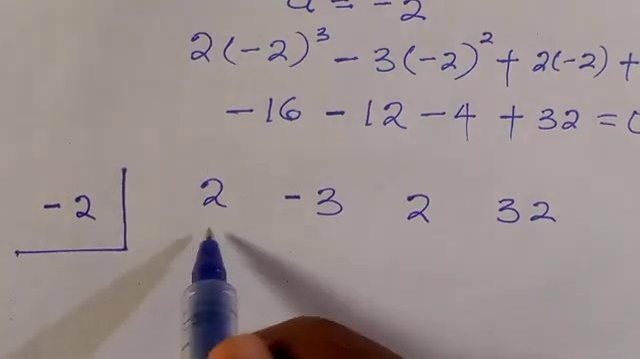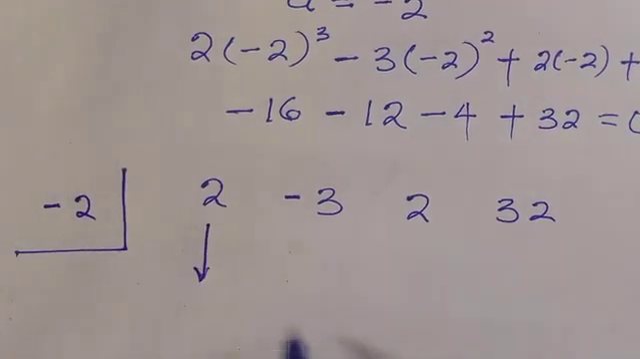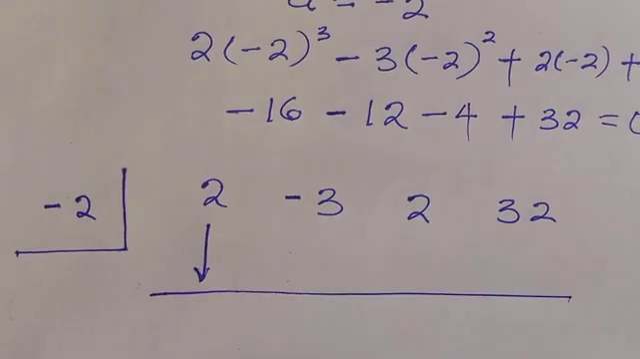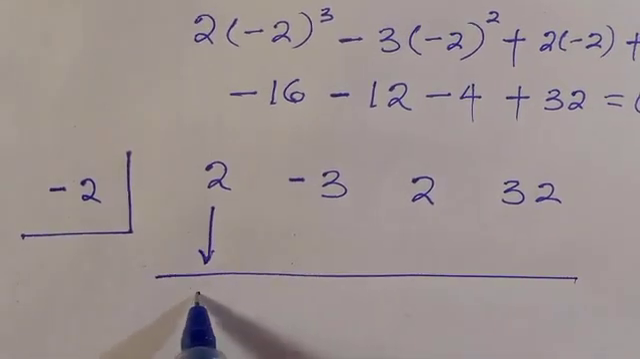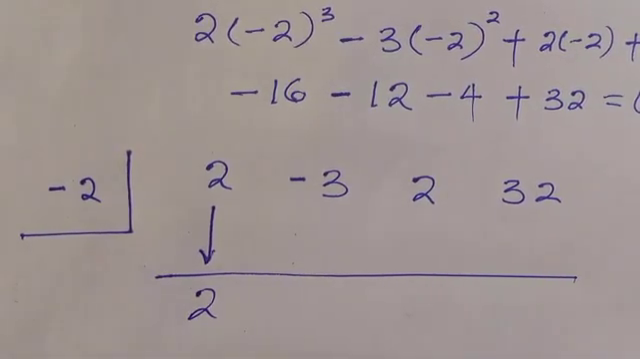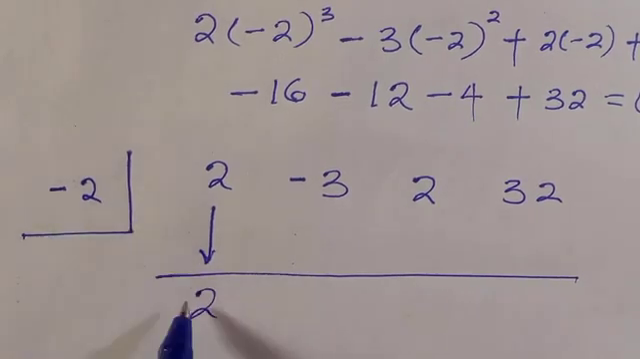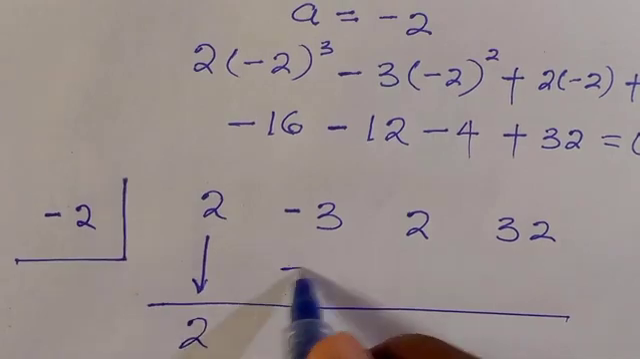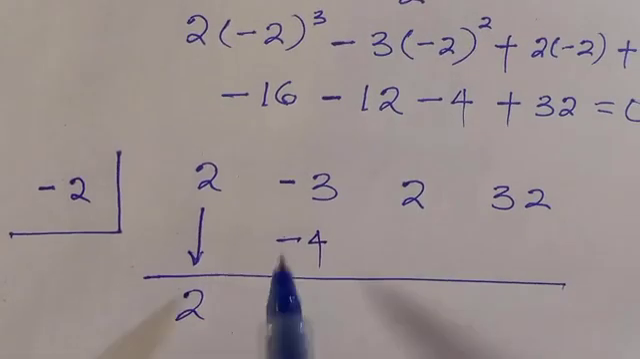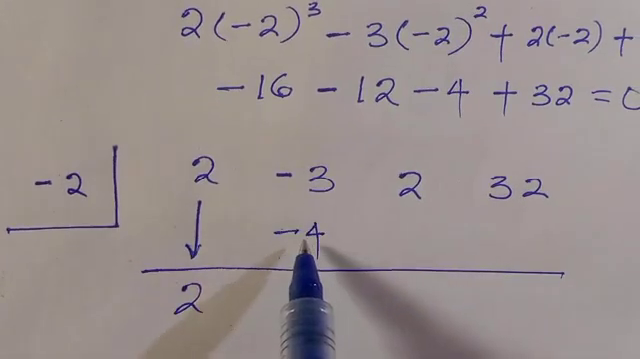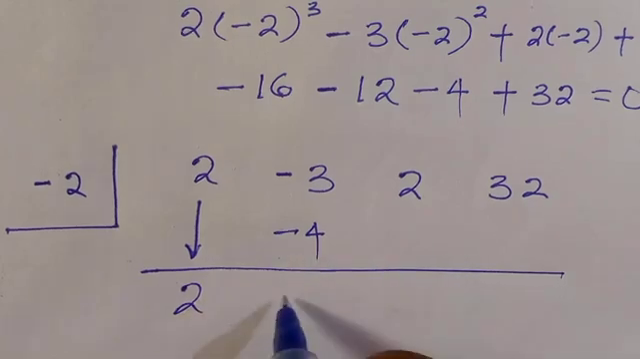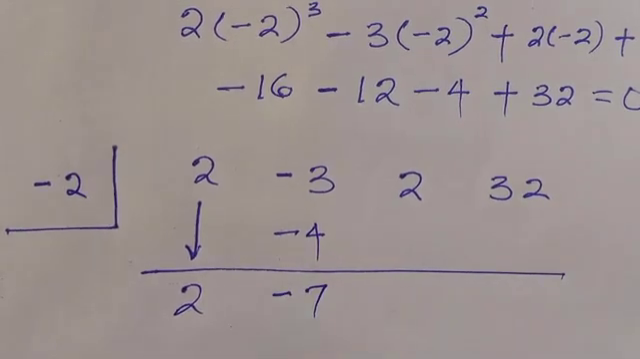So here is the trick. The first term here, which is a to the power of 3, doesn't have anything, so we are going to rewrite it as 2. The next one is we multiply this minus 2 by 2. Minus 2 multiplied by 2 is minus 4. Then minus 4 minus 3 gives minus 7.